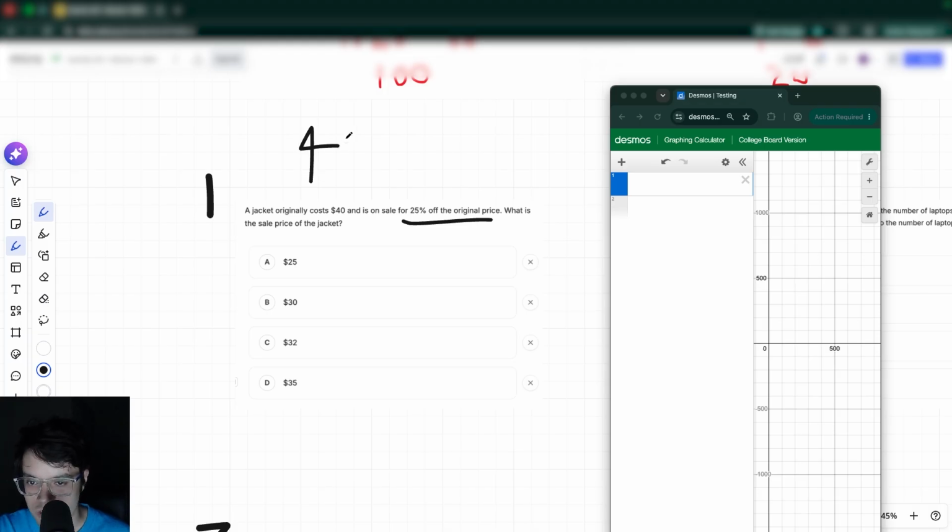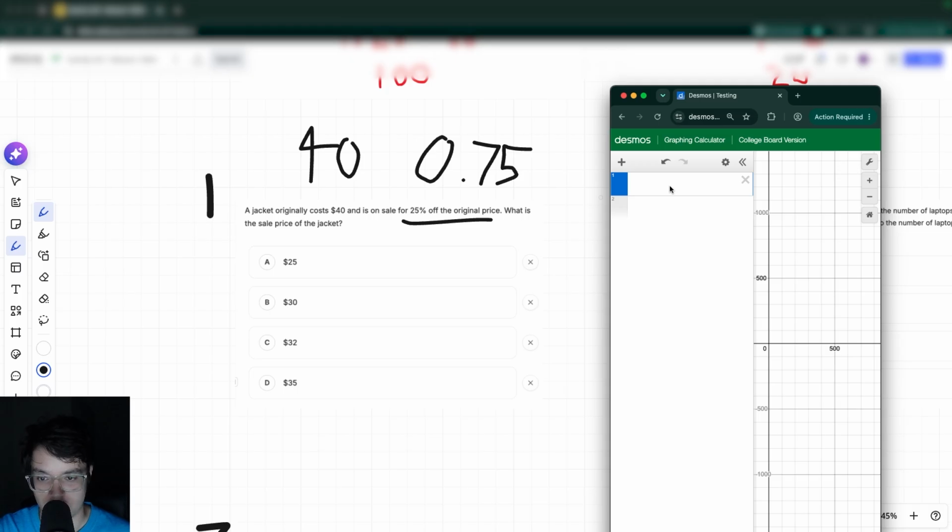So $40, and then what we're doing here is a 25% discount. So what that really is saying here is 0.75. Again, according to the rules, 1 minus 0.25 would give us 0.75 for the total thing. 40 times 0.75 gives us 30 for the answer, and that makes sense.